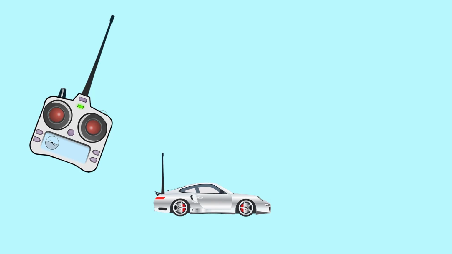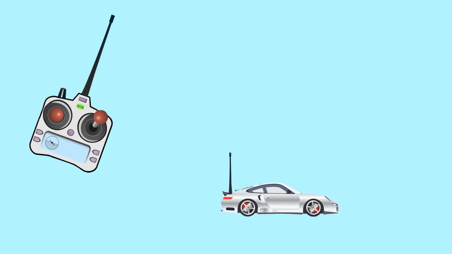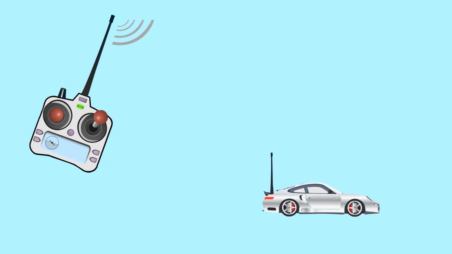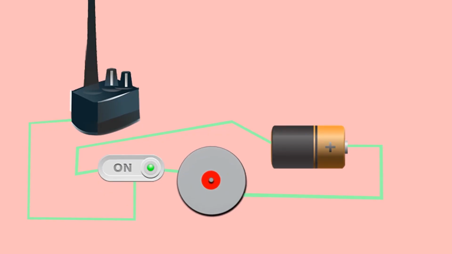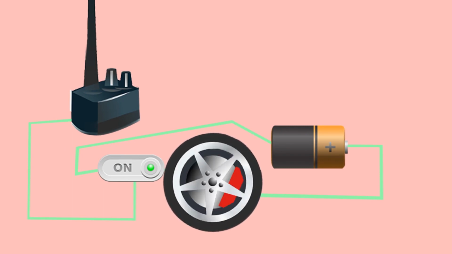Imagine you're playing with a remote-controlled car. You press the forward button to move the car forward. Your remote generates a radio signal which is received by the car's receiver. This received signal turns a switch on that sends current to the motor. The motor spins the wheel and the car moves forward.